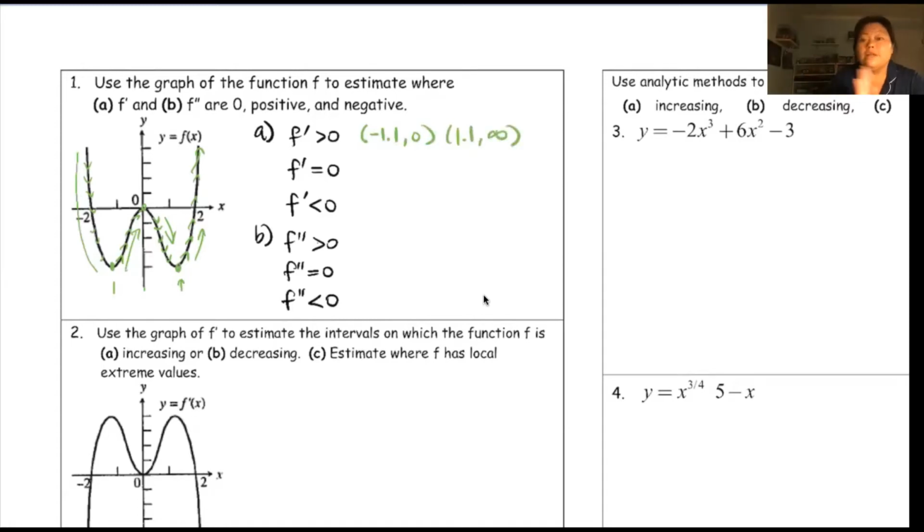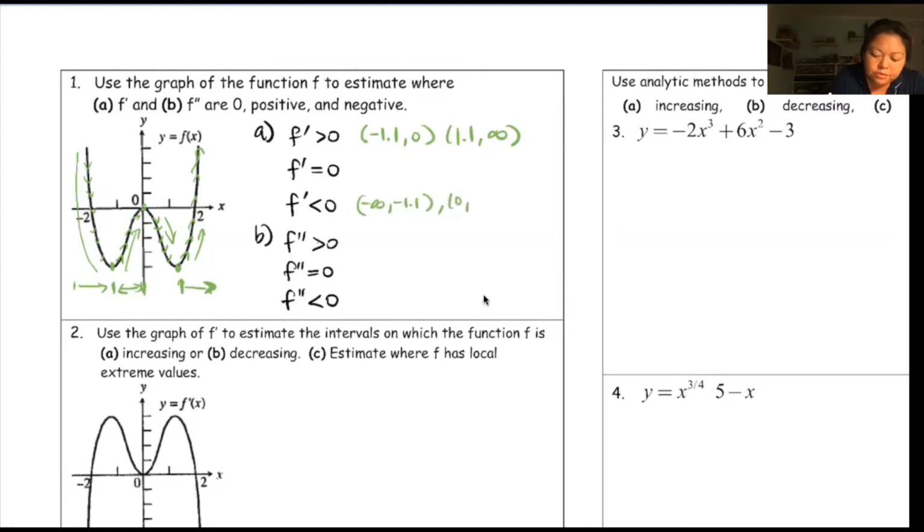So that's an interval, not a point. This is an interval from -1.1 to 0. This interval here is positive. From 1.1 to infinity, well, this way on, that is also positive. It is negative from negative infinity up to that point, so negative infinity up to -1.1.